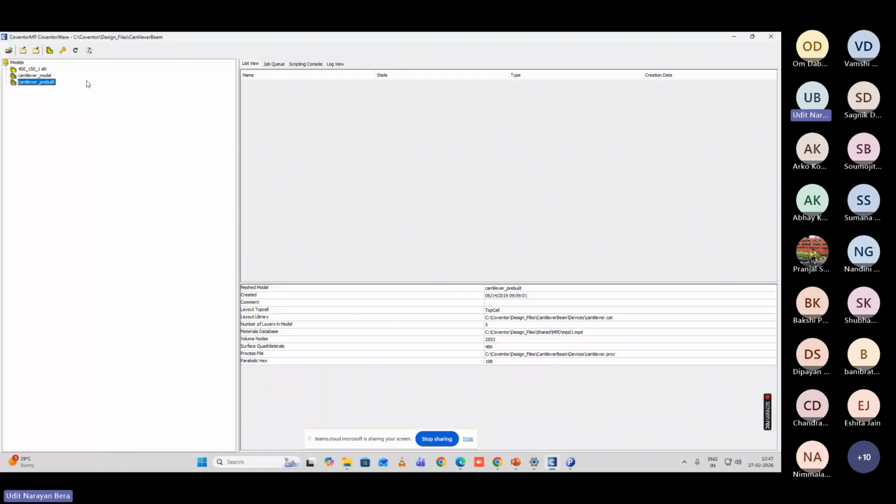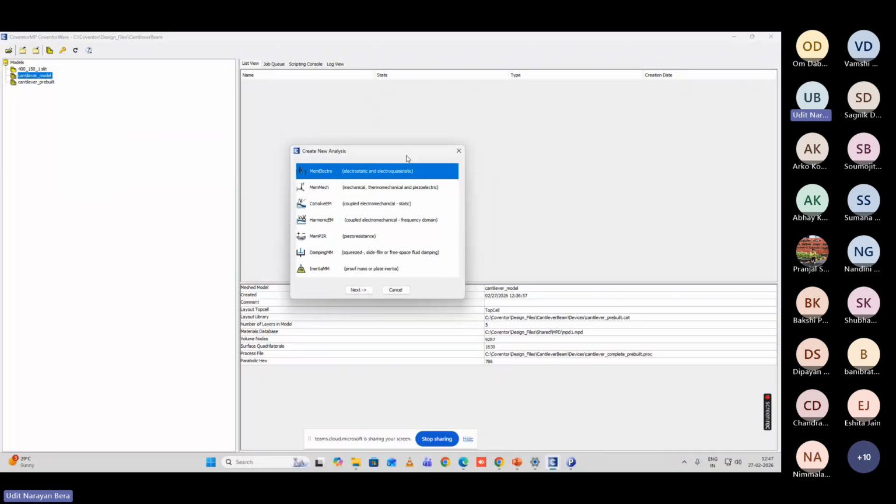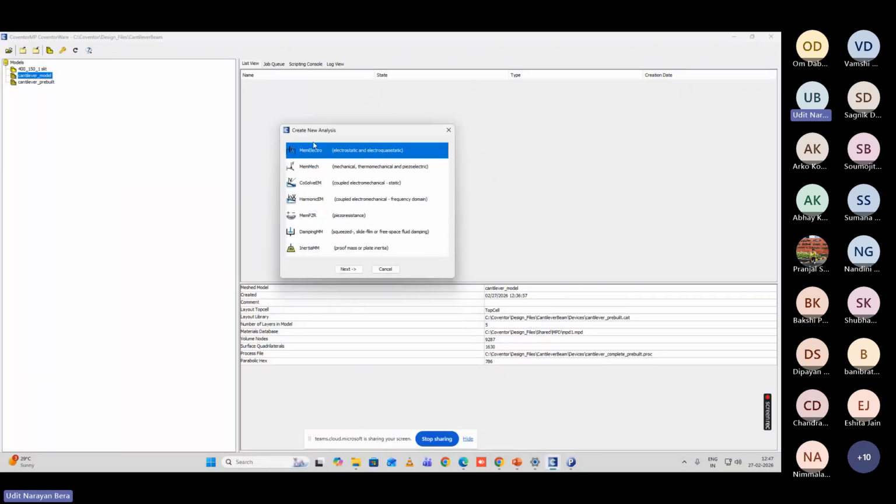So to solve that, what are the things you can do? You can right click it, and you can go for new analysis. When you go for new analysis, you can see there are Coventor solvers opened. One is MemElectro, another one is MemMech. That's the same thing I have shown you in the slides. Okay, so let's start with MemMech. Here you will be mostly doing the mechanical things.